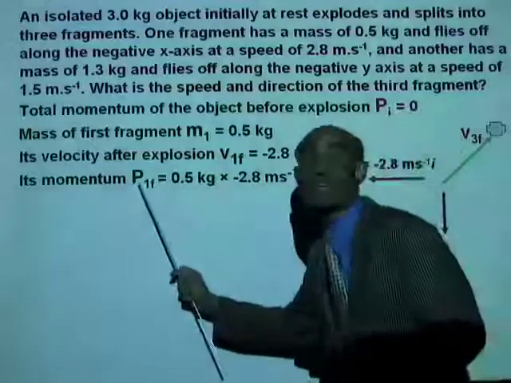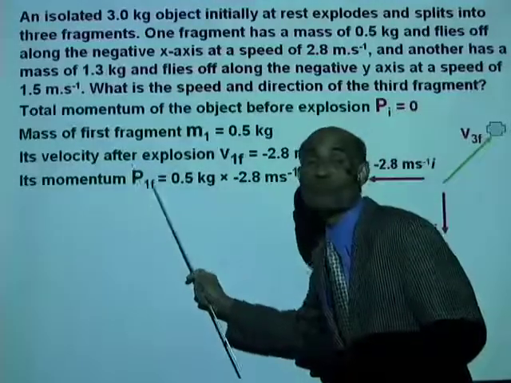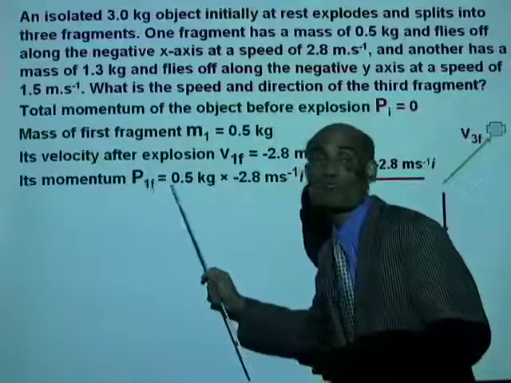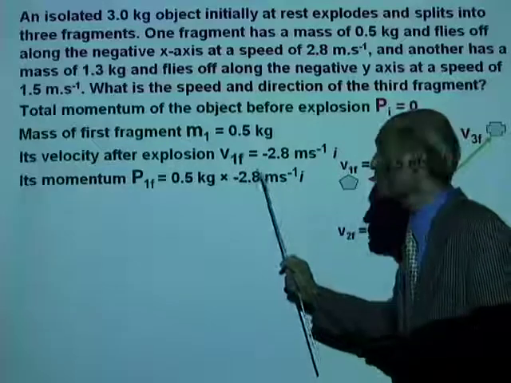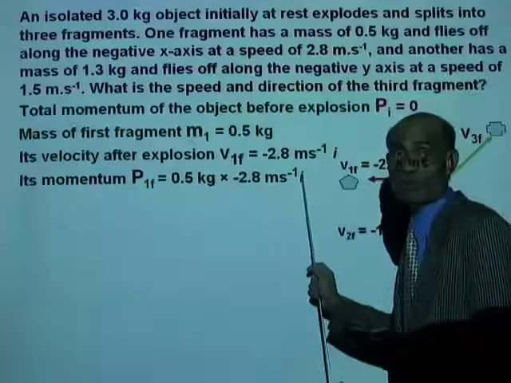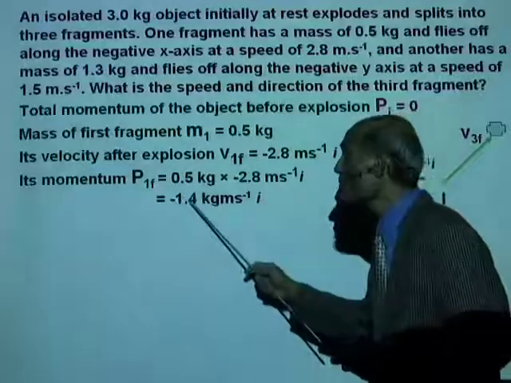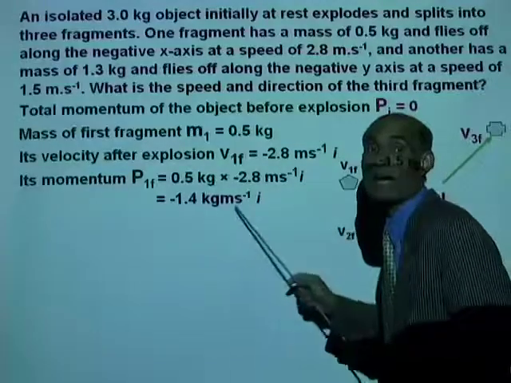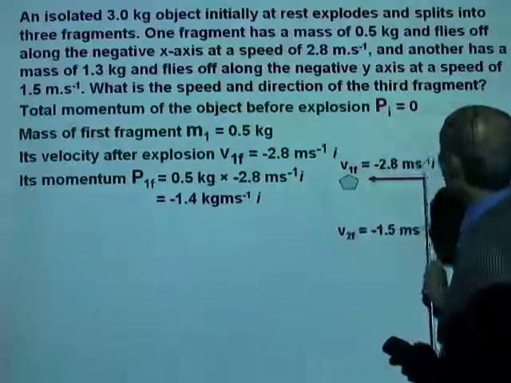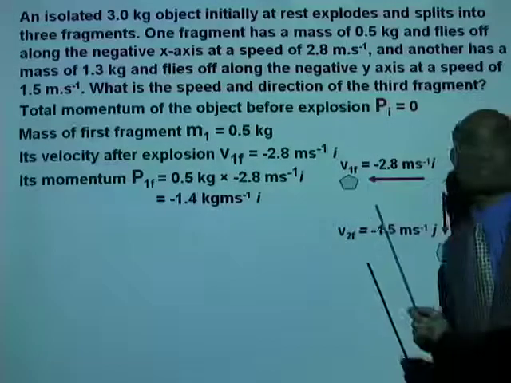Let's call it P1F, final momentum of the first object. Its mass multiplied by its velocity. What's the direction? It's very important. That will be negative 1.4 kilogram meter per second i. This is the momentum of the first fragment after explosion.